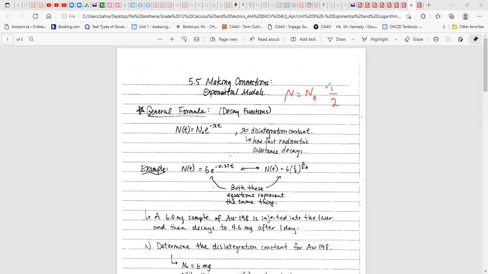(1/2) to the power t divided by h. Here, H is the period of getting half, or the half-life is a time. H is the time that it takes for a material to decay to half of the original amount.